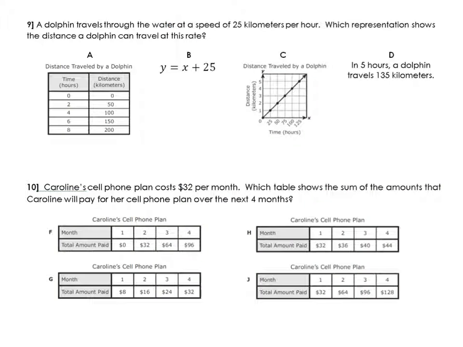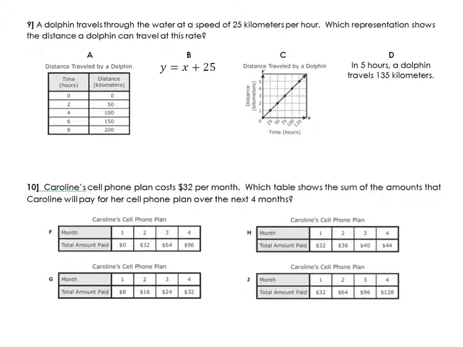Number 9. A dolphin travels through the water at a speed of 25 kilometers per hour. Which representation shows the distance a dolphin can travel at this rate?